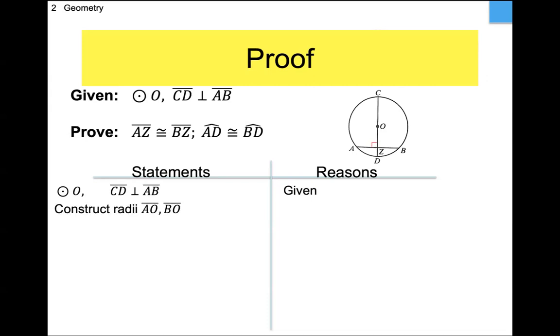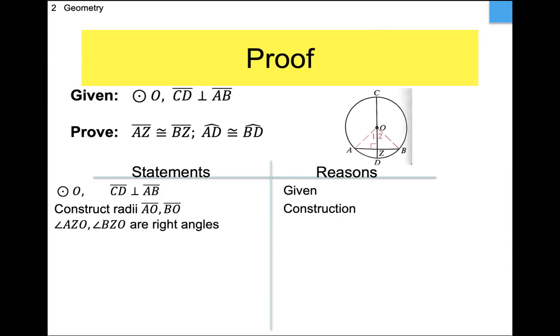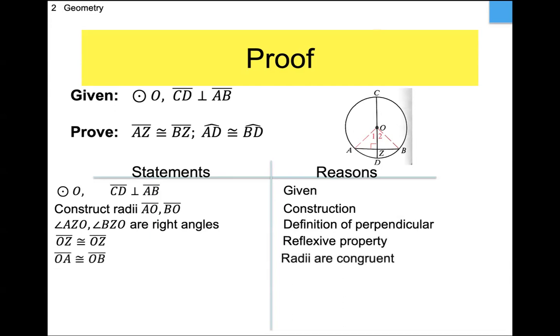So let's see. I'm going to construct from O to A and from O to B, and I'll label angle 1 and angle 2, kind of like the previous proof. Well, that means that the radii are congruent, and it also means that I have right angles. Now, the right angle comes from the given, CD is perpendicular to AB. And if I have one right angle, I have two right angles. So AZO and BZO are both right angles. All right, so that's just the definition of perpendicular lines. The two radii are congruent, and OZ would be the reflexive property. OZ is congruent to OZ, and the two radii are congruent.